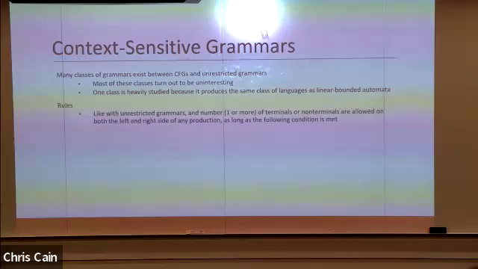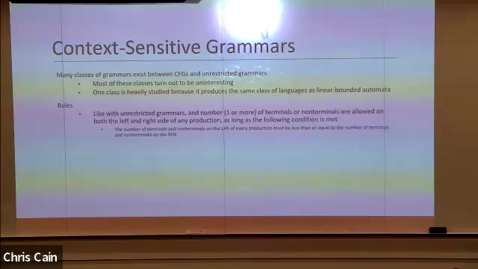So the answer ends up being that the number of terminals and non-terminals on the left-hand side of the production has to be less than or equal to the number of terminals and non-terminals on the right-hand side. So we're going from fewer terminals and non-terminals to more terminals and non-terminals. Why does that turn out to be interesting? Why does that work?